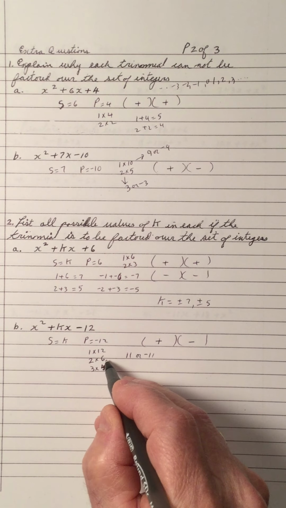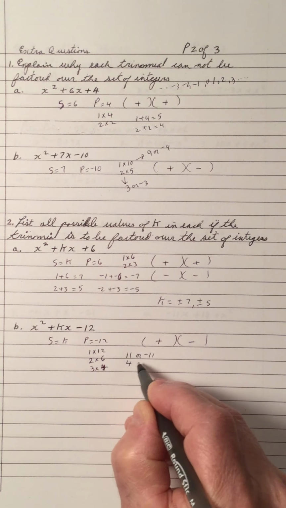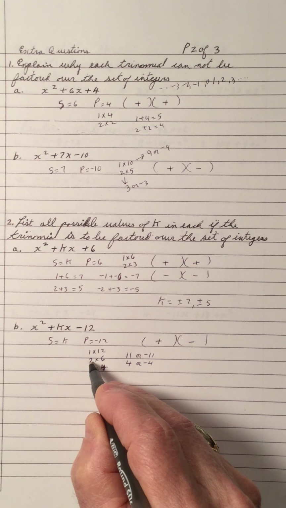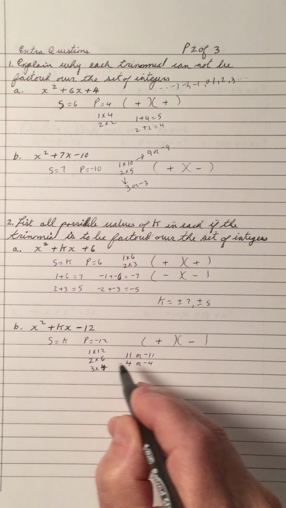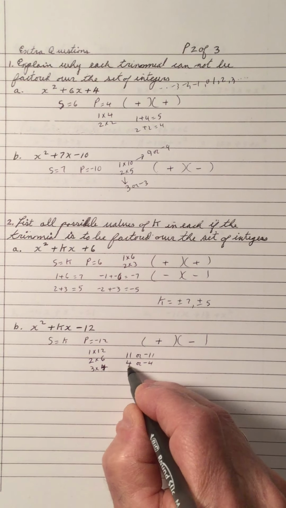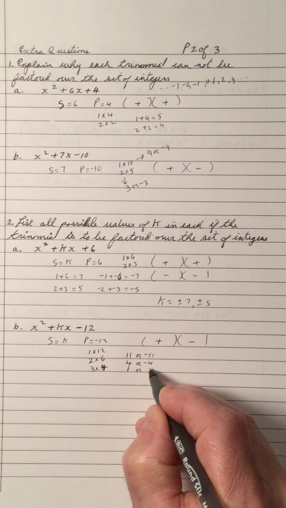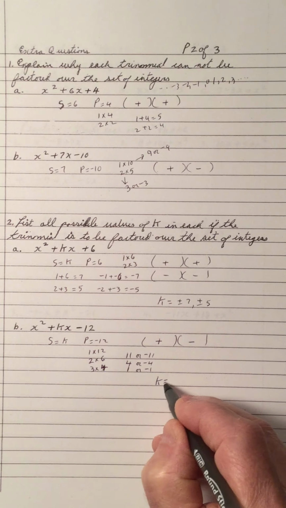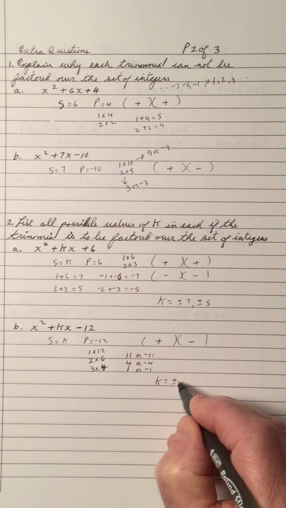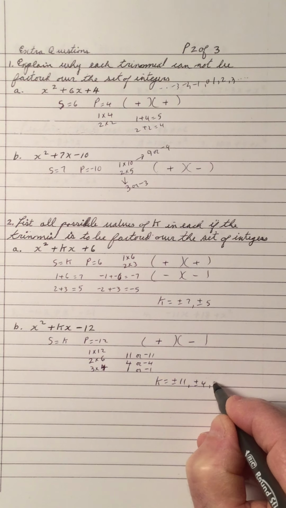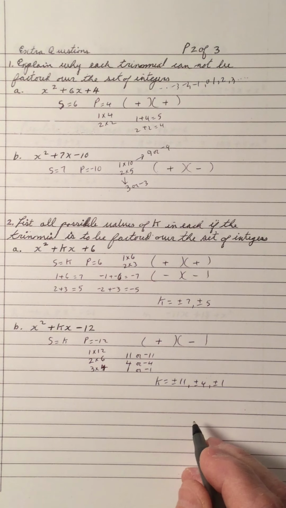If we got 2 and 6 and we subtract them, we could get a 4. Or we could get negative 4. 6 subtract 2 is 4. 2 subtract 6 is negative 4. And we got 3 and 4. If we subtract them, we get a 1. If we reverse it, we get a negative 1. So that means the possible values of K in this question is plus or minus 11, plus or minus 4, or plus or minus 1.